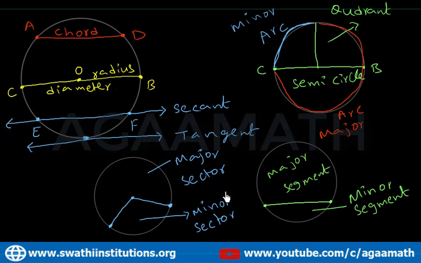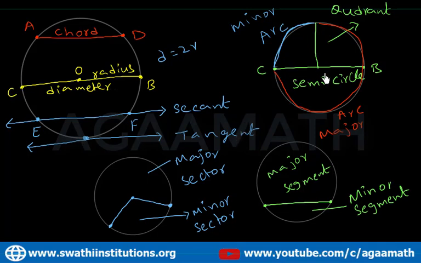Let us revise once again. OB is the radius, which is equidistant from the center of the circle, right? BC is the diameter, a chord which passes through the center of the circle. Diameter is nothing but 2 times the radius. A chord is a segment joining 2 points on the circle, right? And a line joining 2 points of the circle is called a secant. A line touching one point on the circle is called the tangent.